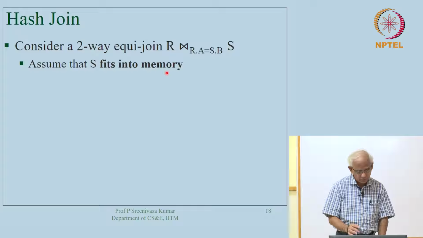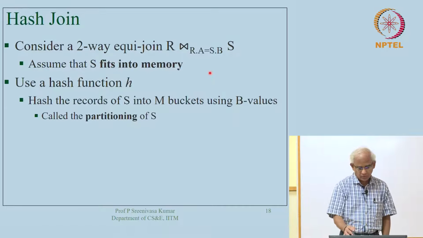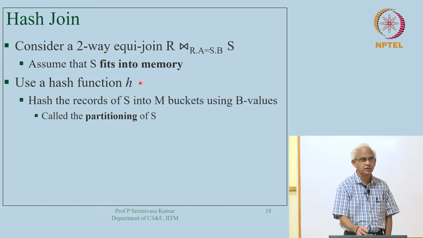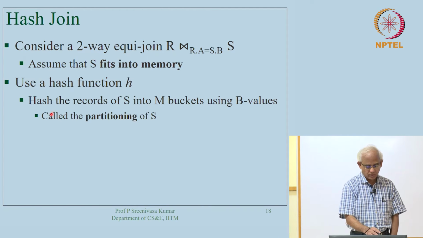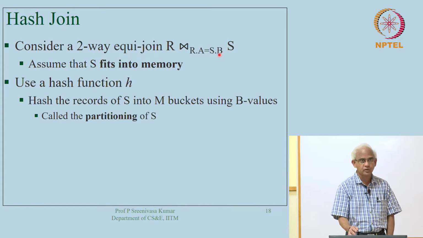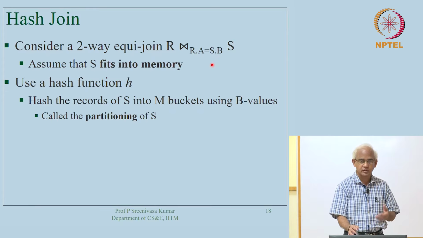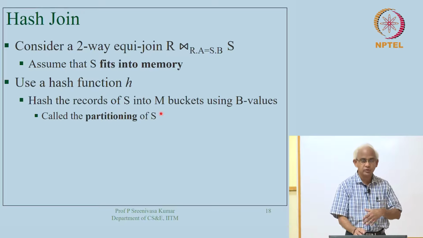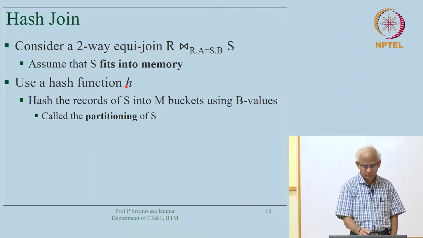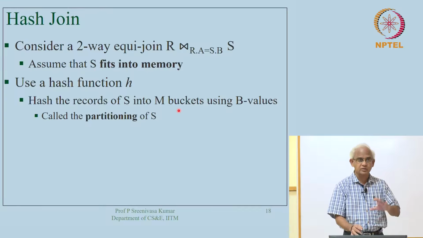So what you do is read the records of S, use a hash function h, and hash these records of S on the attribute B. Supply the B values to the hash function, which will give you a bucket number, and put the records into m buckets, whatever be the number of buckets that the hash function requires. Remember that we made an assumption that S fits into the memory. So all these m buckets are actually sitting in the RAM now.